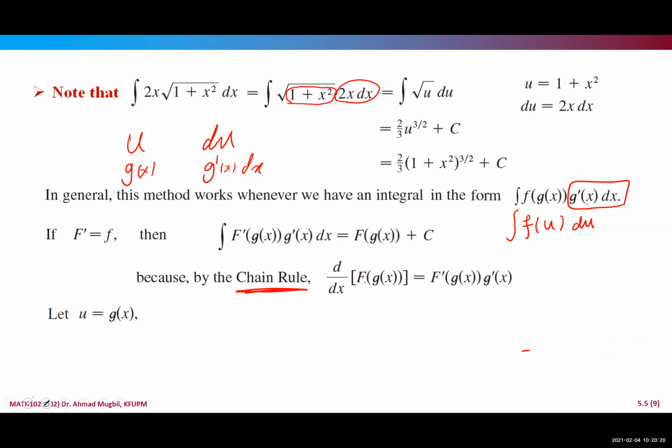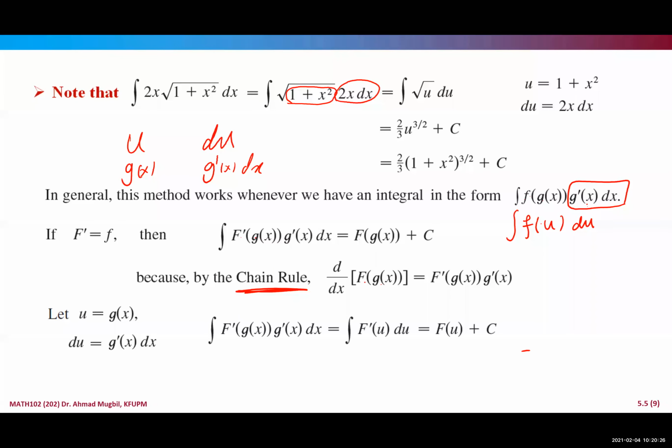Now, as I said, I did this before. If you put u equals g, then du will be g prime dx, and you can write this integral as I mentioned later. Now, of course, you know that this is the antiderivative, so at the end this will be f of g of x plus c.